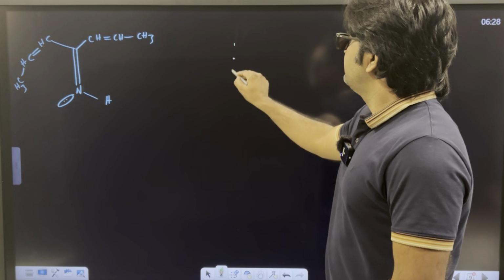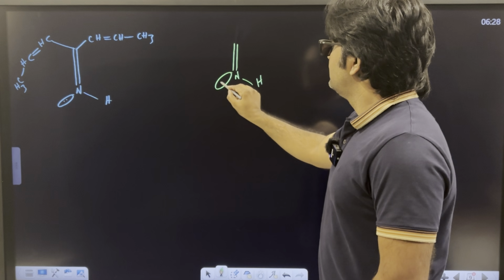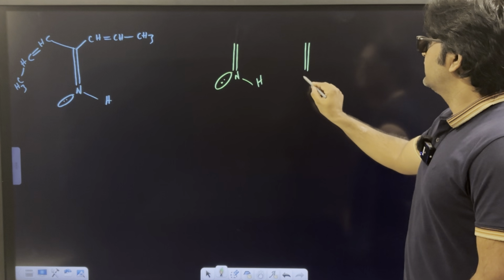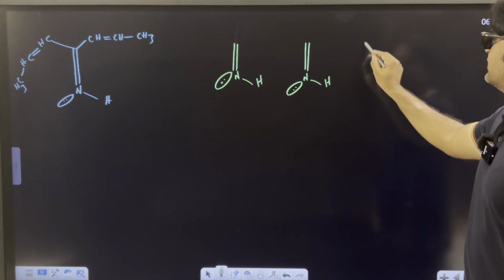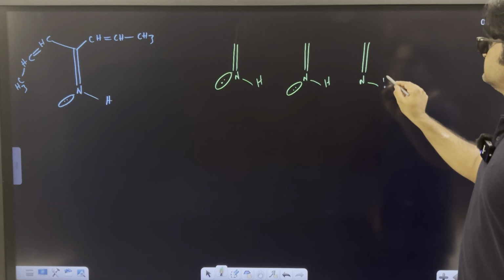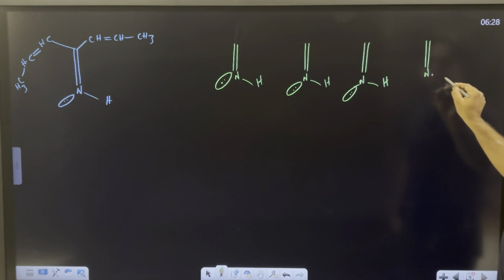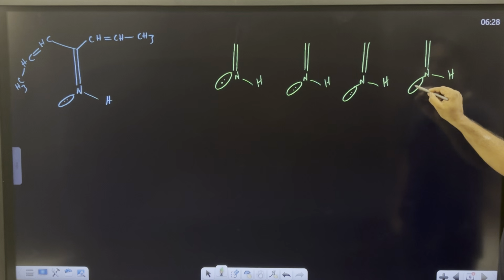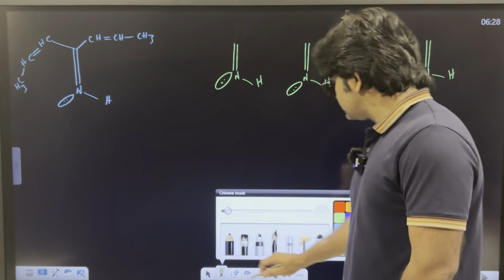Yes, first I am taking nitrogen, hydrogen with a lone pair of electrons. Again, nitrogen, hydrogen, lone pair of electrons, hydrogen, lone pair, lone pair of electrons. Okay, then what about the configurations of both double bonds?